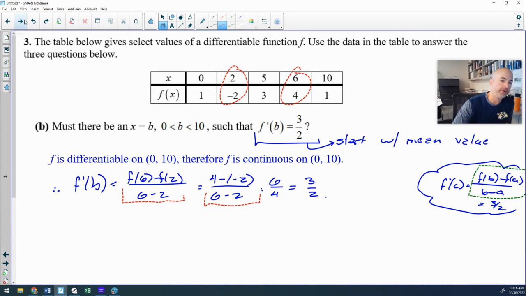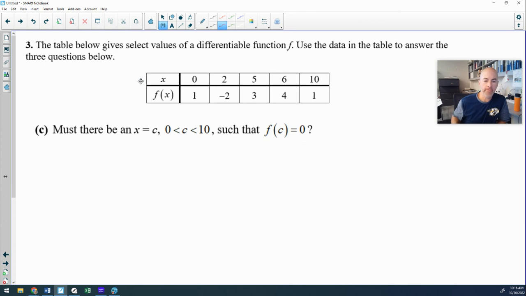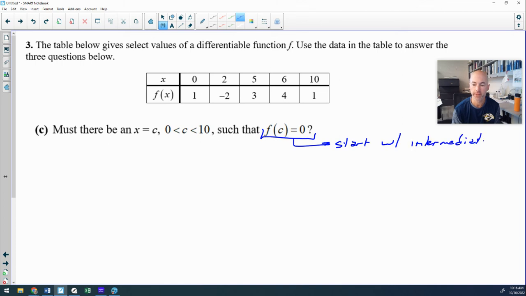And one more example. Same table, everything's the same. We have the differentiable function. This time I'm asking, does f of c equal 0? This is different. I didn't say f prime, I said f. When you're trying to guarantee function values, I have snuck a different theorem in here. We're going to start with intermediate value. So we're bringing up something from the past.